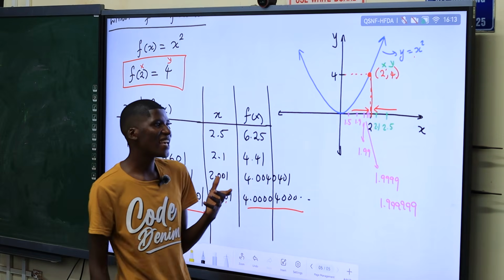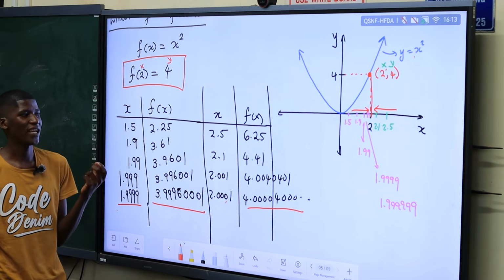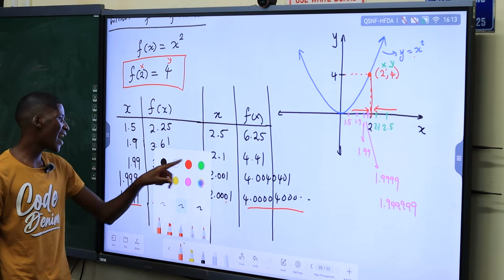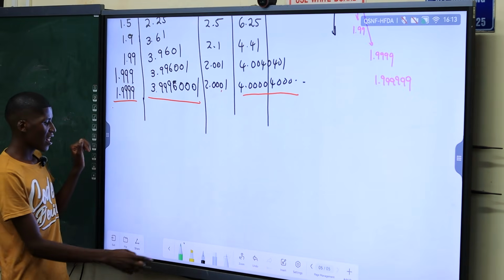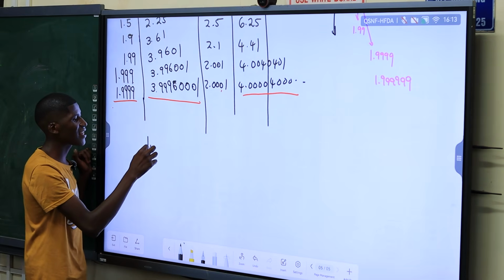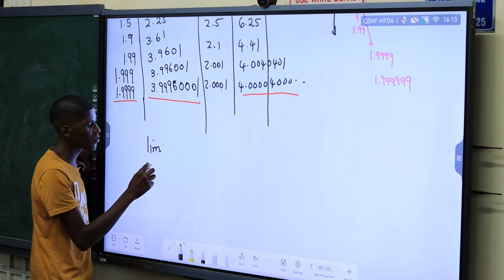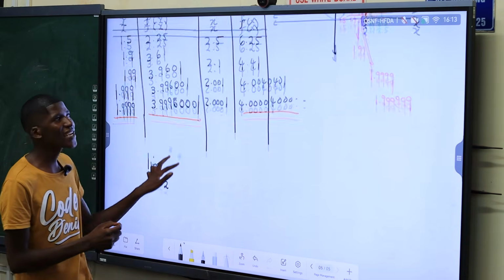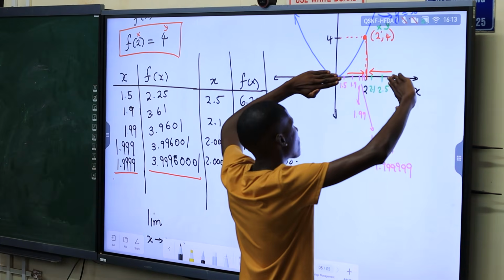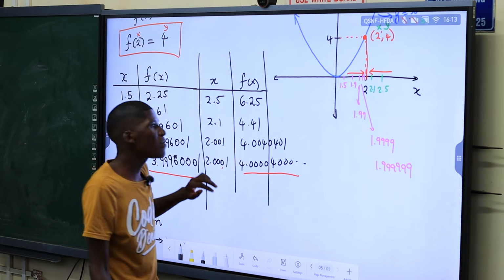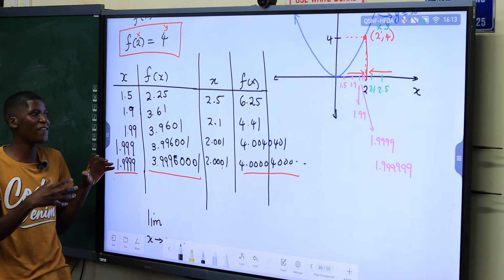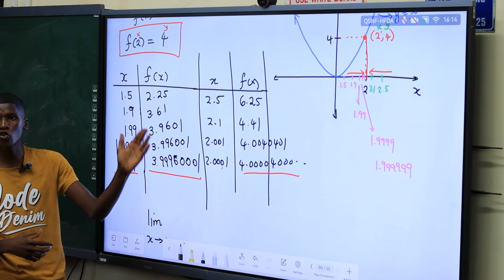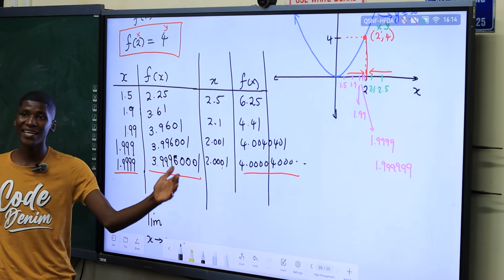Yes. So the limit is just the y value approached when x approaches a particular x value. For this case, if we want to express this, we can say that this is the limit as x approaches 2. On the x-axis, our values, we chose them to approach 2. And we observed the behavior or the pattern of the y values as x approached 2, both from left and from right.